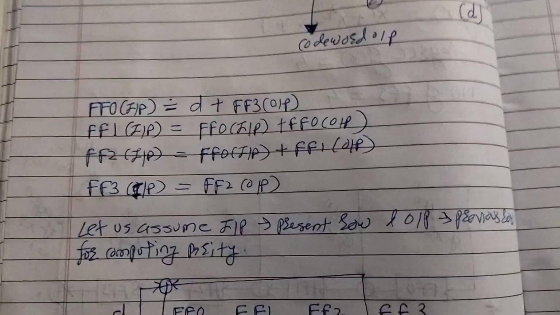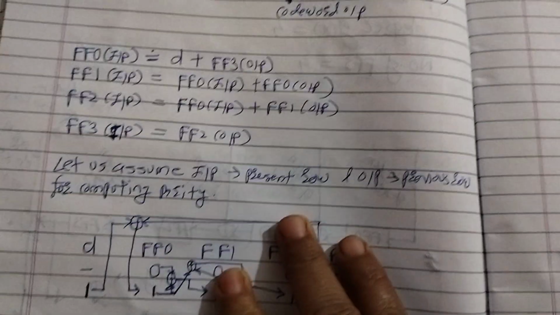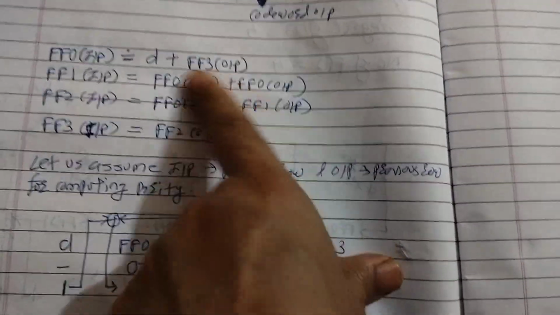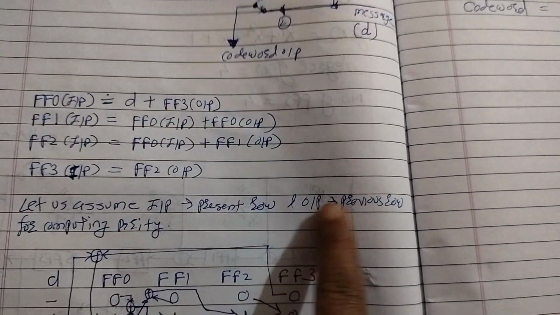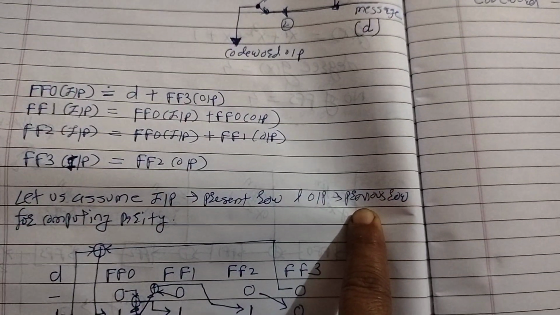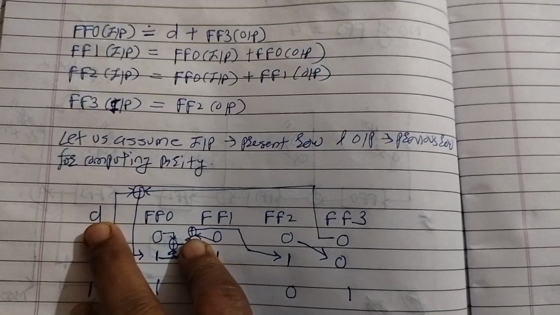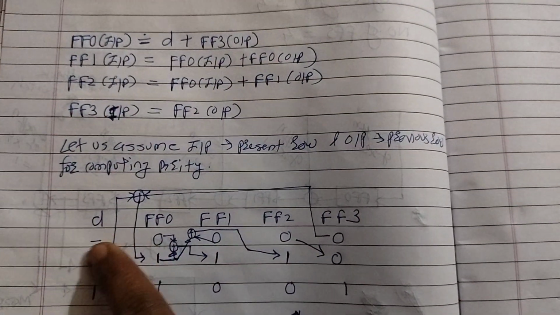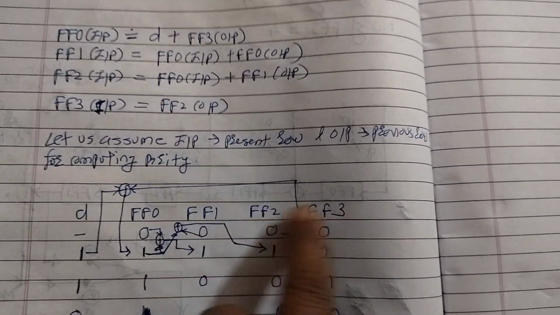After that, now we have to build this table. For that, you just assume that input is nothing but the present row, because we have to use these equations. That's why input is present row and output is previous row. So D is written, that is message, then flip-flop 0, flip-flop 1, flip-flop 2, flip-flop 3. Firstly, when there is no input, initial conditions are 0, 0, 0, 0.